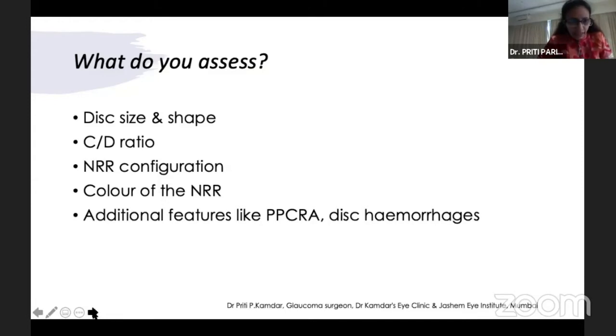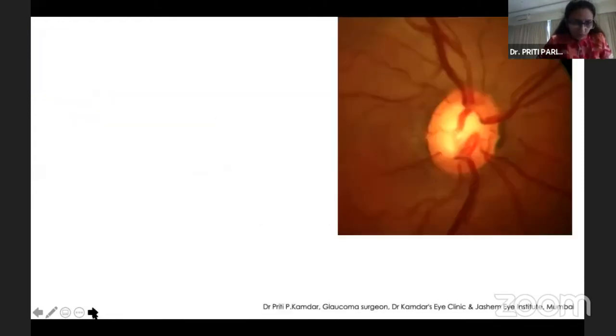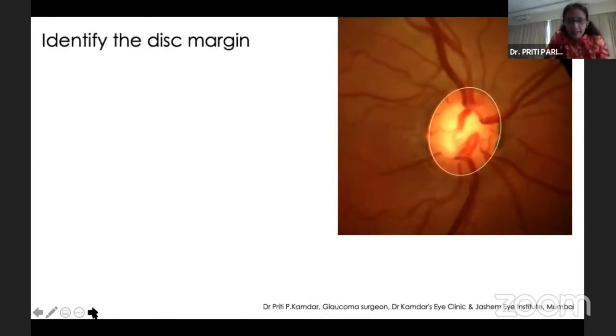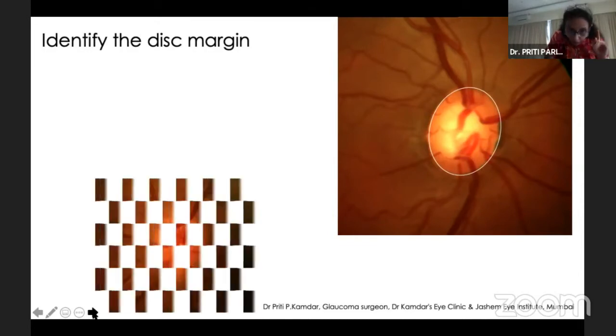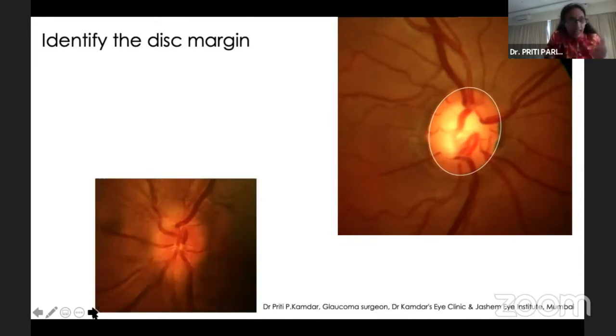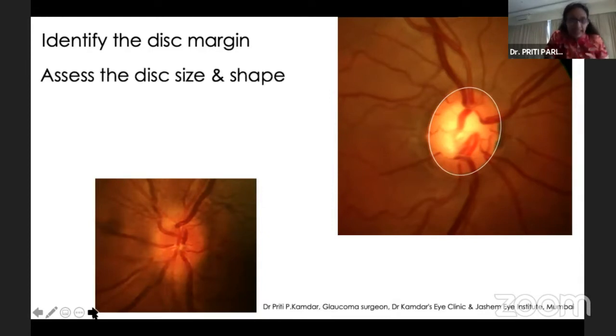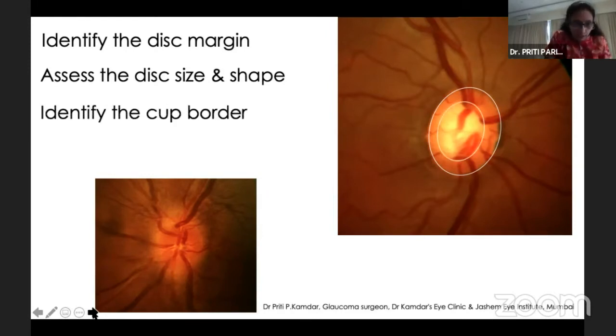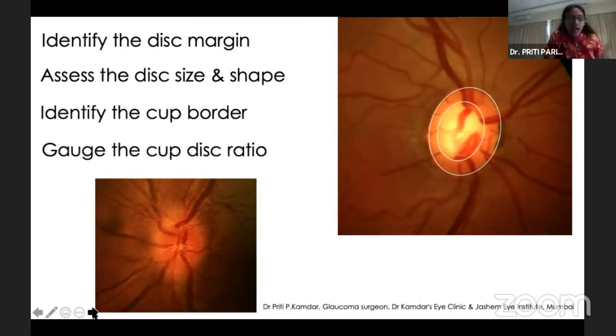These are the 5 things that you need to look into. Now, first identify the disc margin. Sometimes the disc margin can be fuzzy as in this case, and you need to make a note of the same. Next, assess the disc size and shape. After that, identify the cup border. Having done this, now gauge the cup disc ratio.